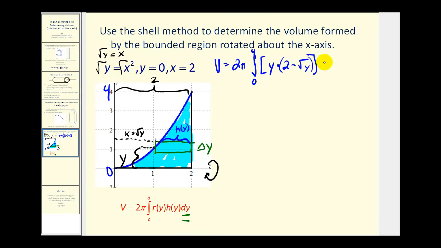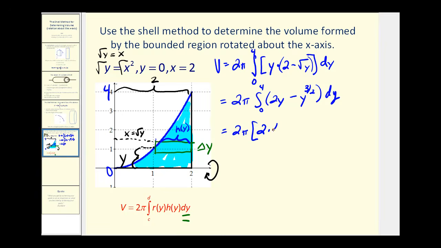And again, we're integrating with respect to y. So let's go ahead and simplify this. So we're going to have 2y minus y times, this would be y to the 1/2, that would be y to the 3/2. Now let's go ahead and find the antiderivative. So we'll have 2 times y squared over 2 minus, well, 3/2 plus 1, that'd be 5/2. So we'll have minus y to the 5/2 divided by 5/2, evaluated at 4 and 0.